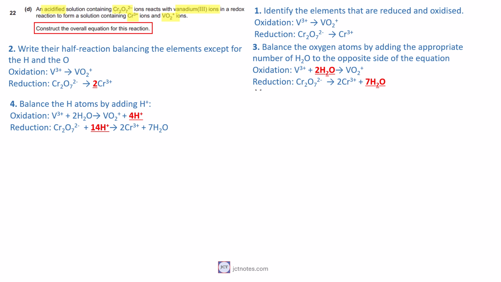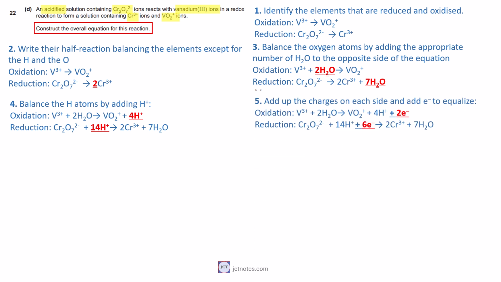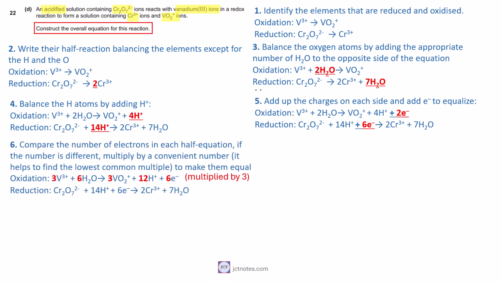In the fifth step, we add up the charges on each side and add electrons to equalize the charges in both sides of each half equation. In the oxidation reaction, we need to add 2 electrons to the products and in the reduction 6 electrons to the reactants. Then, we compare the number of electrons in each half equation and make them equal by multiplying with convenient numbers. In this case, we multiply the oxidation by 3 to obtain 6 electrons in each half reaction.